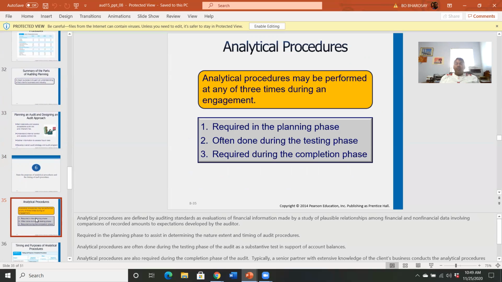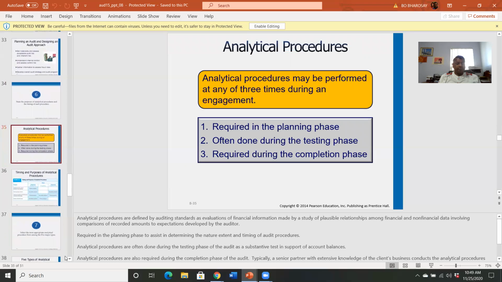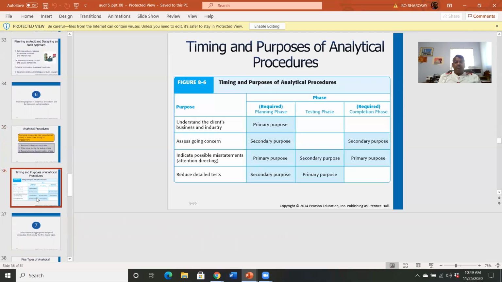Analytical procedures may be performed at any of the 3 times during an engagement. It's required in the planning phase, often done during the testing phase, and required during the completion phase. Note, it's not required during the testing phase, but it's often done then. Figure 8.6 gives you a nice diagram of the timing and purpose of the analytical procedure. You need to review that.